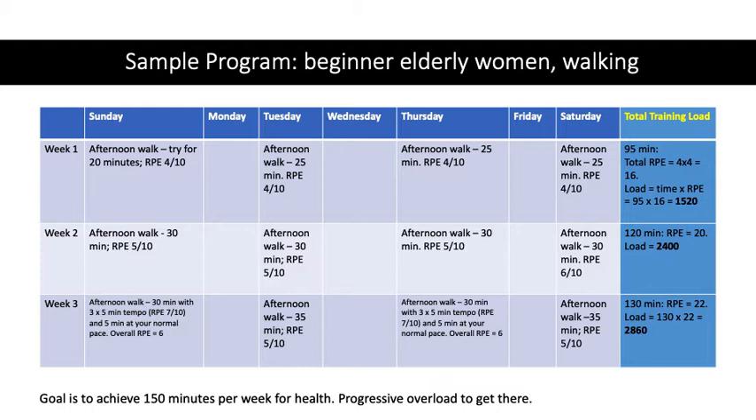So this would be Sunday, try for 20 minutes. Tuesday, again, we upped it a little bit to 25 minutes. The RPE is still the same, so the intensity is still the same. We just increased the volume by 5 minutes. Thursday, again, repeat Tuesday. So an afternoon walk of 25 minutes. And then Saturday is an afternoon walk of 25 minutes.